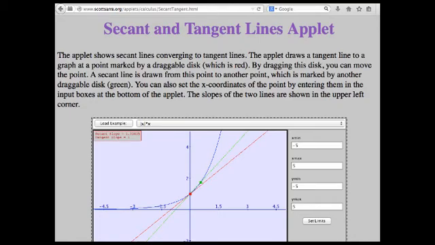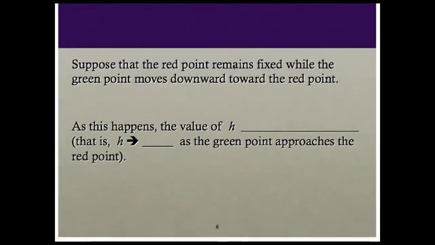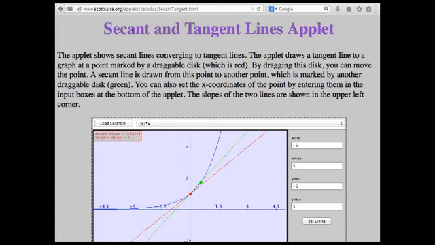So what we can say then is as the red point remains fixed and we move the green point down towards the red point, the value of h is decreasing, and specifically it's approaching 0, because if eventually that green point were to lie right on top of the red point, right there, h is essentially 0. There is no horizontal distance between the 2 points because they are lying right on top of each other. They coincide.